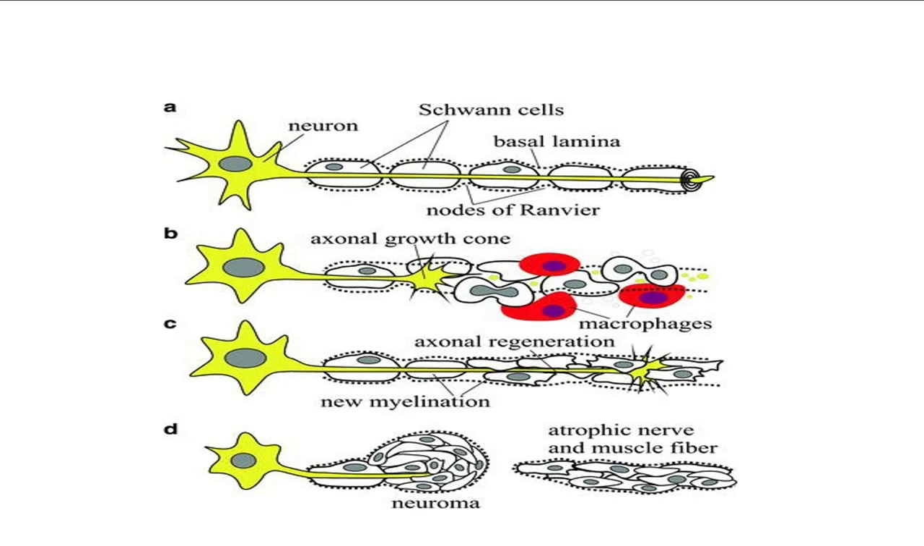I hope you understand the concept of degeneration and regeneration and the types of degeneration. Study this again, and if you don't understand, repeat the video and listen carefully. I hope you get the idea of the basic concept behind the propagation of nerve impulse, degeneration and regeneration. Thank you so much.